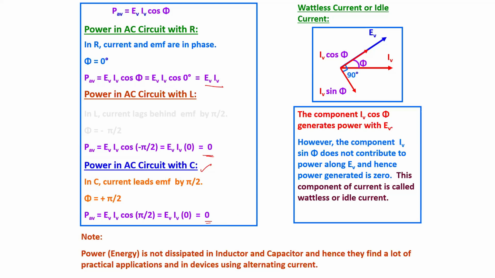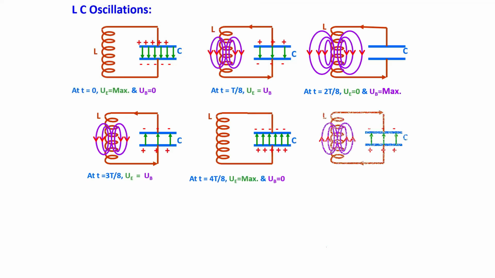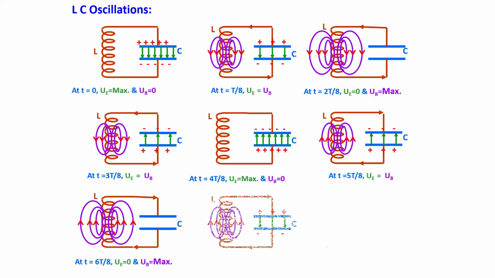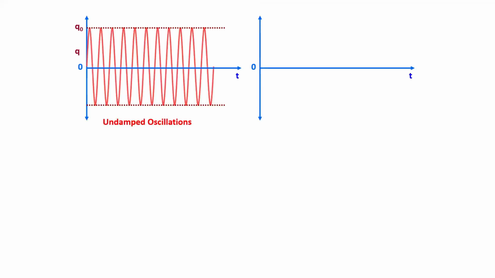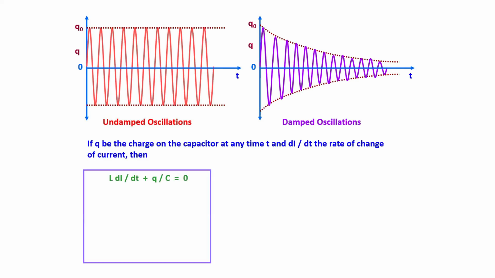So now, what will happen in LC oscillation? When the circuit has both the capacitance and the inductor, the value of the internal energy and the value of the power and current will vary. So here I just showed you the diagrams of different types: the damped oscillation and the undamped oscillation.